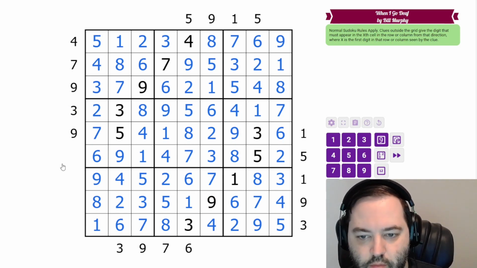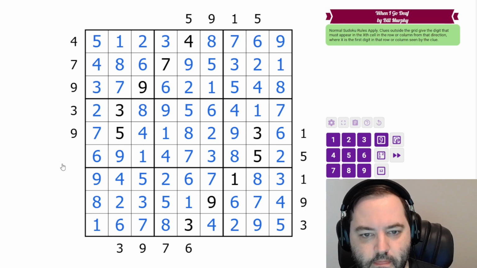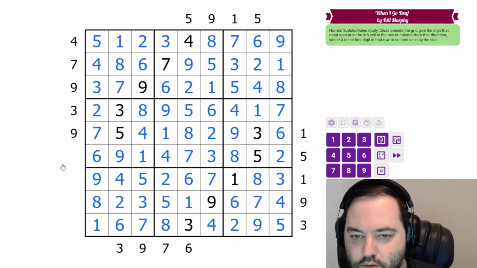Gentle introduction to numbered rooms if you haven't done it before. We've done a few of these in GATS, I think. There are much harder things you can do with this variant, but very gentle introduction. So I hope you enjoyed that.